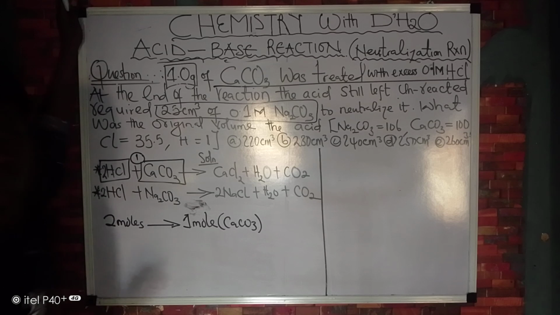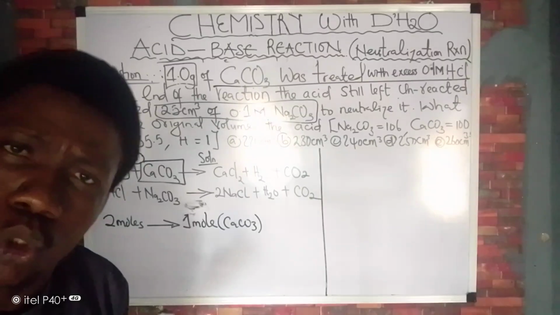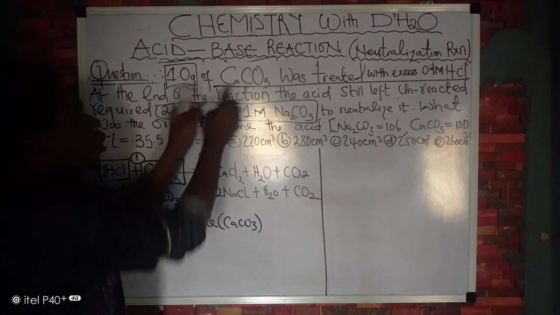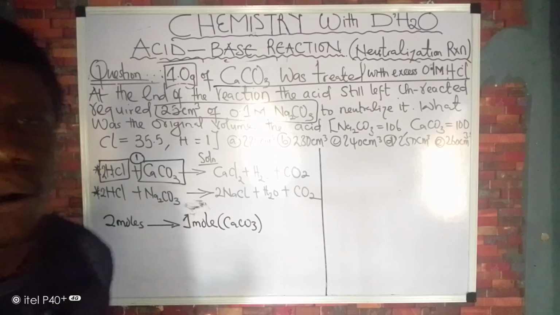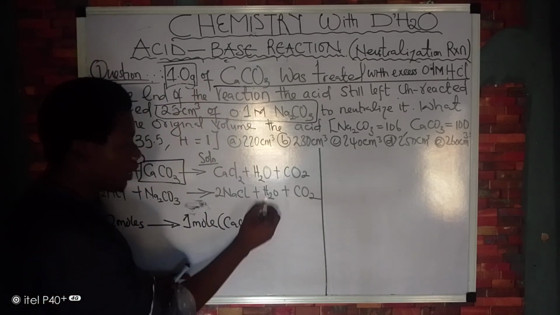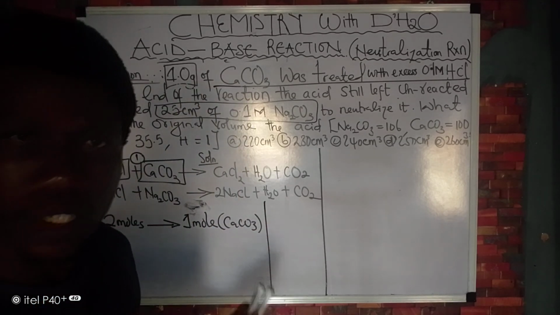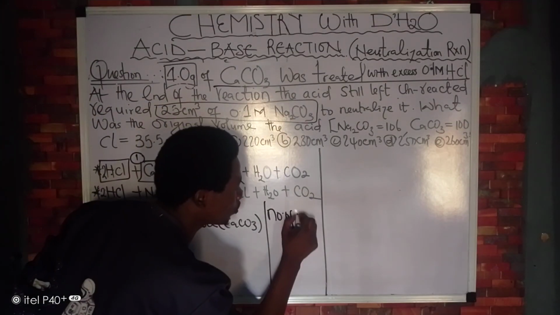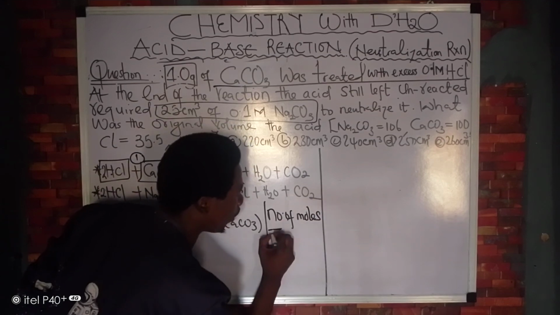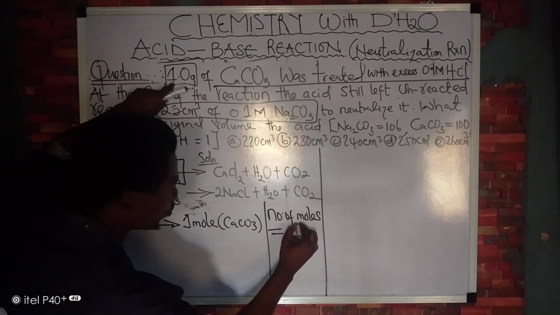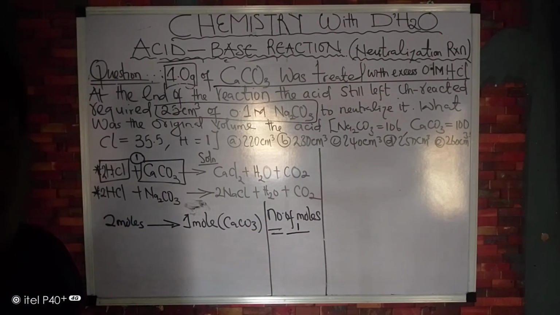Watch carefully. Now, we are going to look for the number of moles of HCl that must have reacted with 1.0 gram of the CaCO3. But we need the moles of this one so that we can compare. So how do we calculate the number of moles of CaCO3? Remember that number of moles is mass over molar mass. So we have number of moles equals mass of CaCO3, what's the mass? 1. Good. Over molar mass of CaCO3.